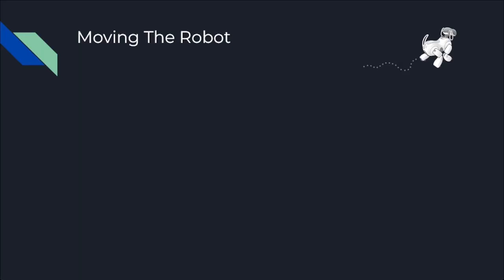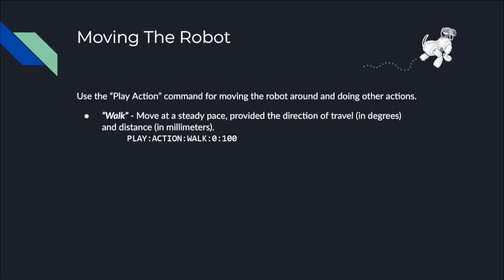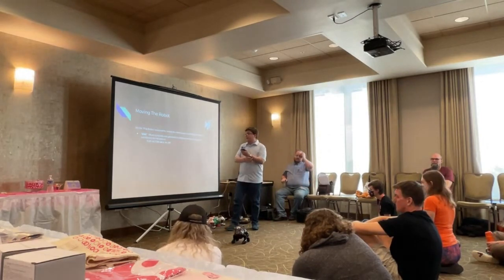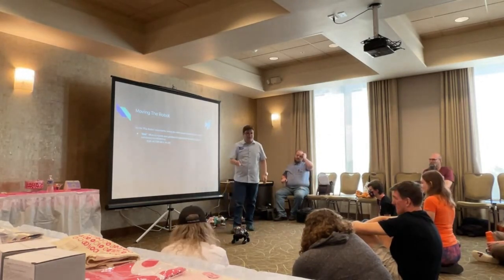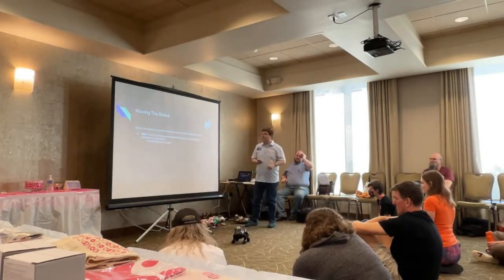Let's go make the robot move already. We use the play action command for moving the robot around and doing other actions. So walk, it's obvious the dog will move at a steady pace, provided a direction of travel in degrees and distance in millimeters. So play :action :walk. That will make the AIBO walk. :0, so it'll just move straight forward. And then :100, and it'll move 100 millimeters.